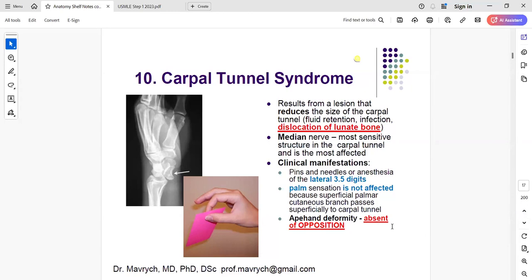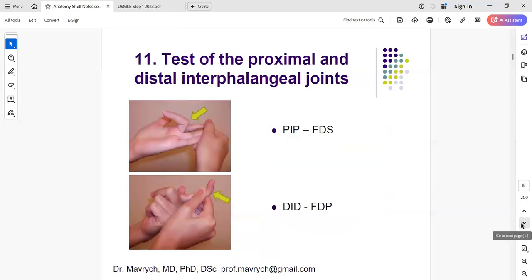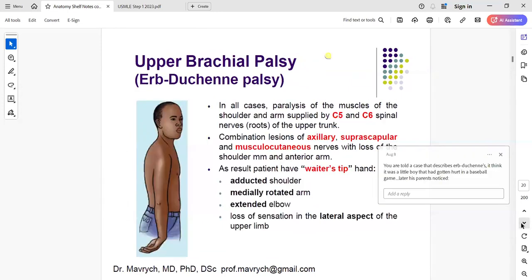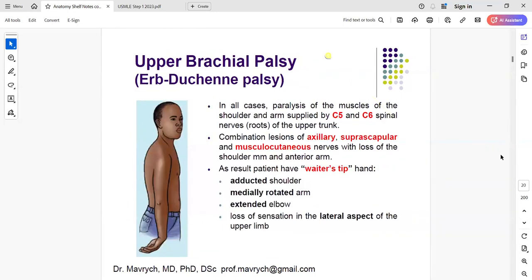Ape-hand deformity is absent of opposition. So you see this picture, you see how the thumb is against the index finger. So this thing is lost in ape-hand deformity. Okay, not important. Okay. Erb's palsy, extremely important.